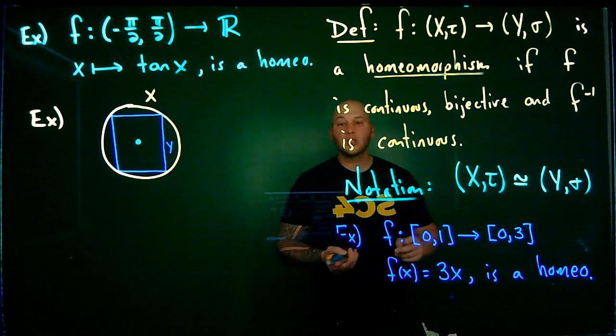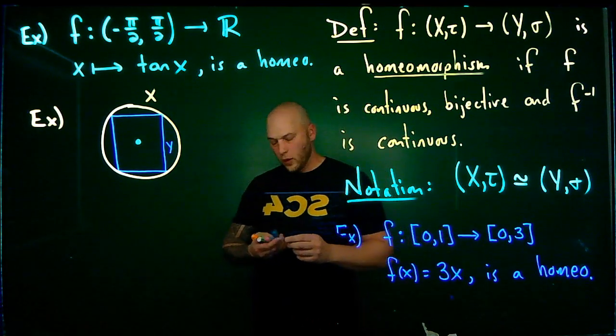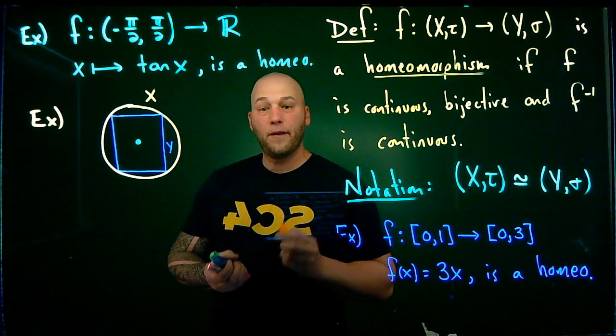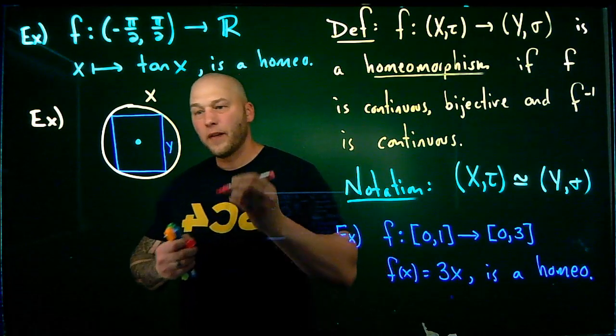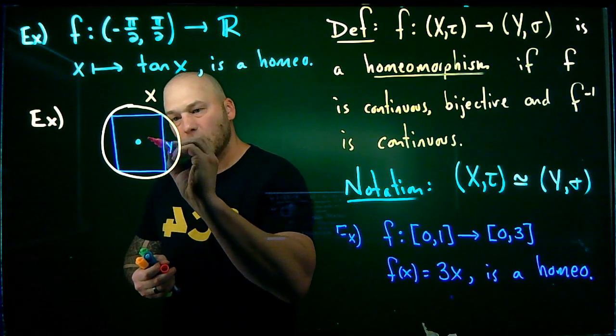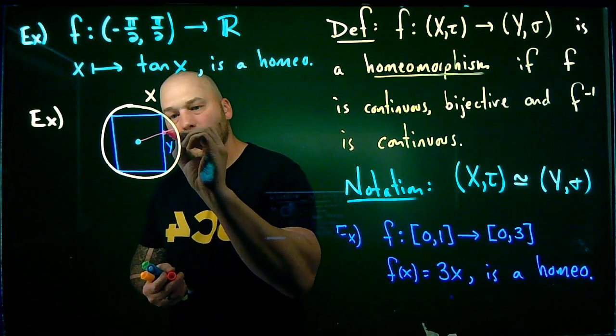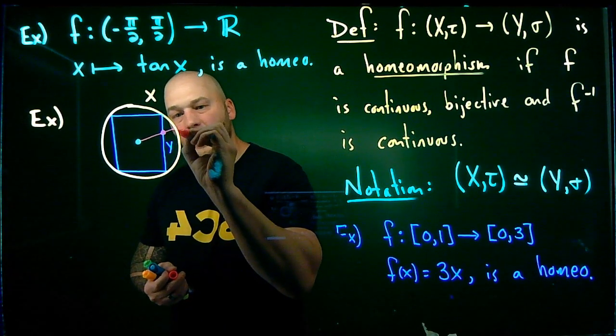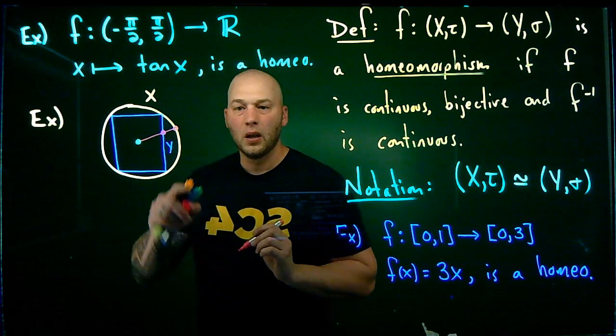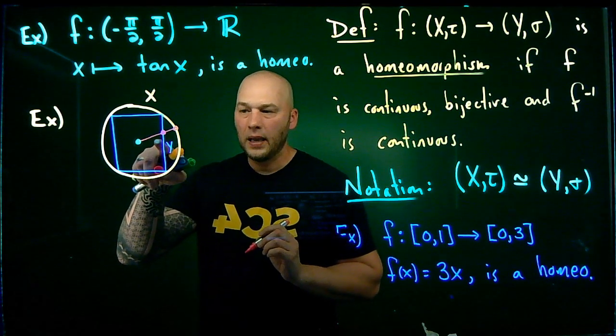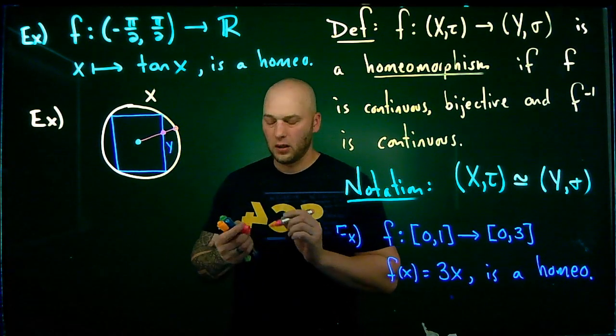Now, let me show you why these are topologically equivalent. I'm going to define a function as follows. If I take the radius and I take one of these radial segments here, I'm going to take this point right here and assign it to this point right here. So I'm going to take the point on the square and assign it to the point on the circle.